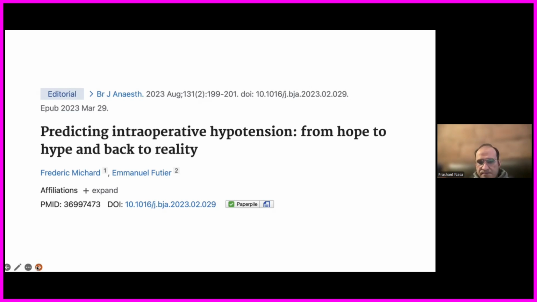But what remains to be found is whether this tool is good enough to be used. Imagine if you were able to predict hypotension, and by giving fluid or starting a vasopressor you could improve outcome in these patients. This has been tested in the last few years, and there was a very good editorial written by Frederick Mitchell, who is again a big AI enthusiast.